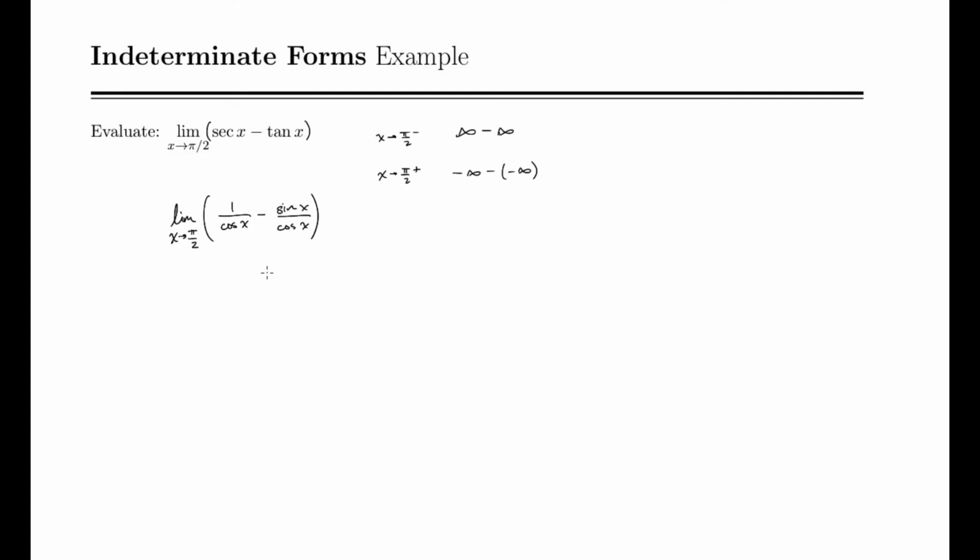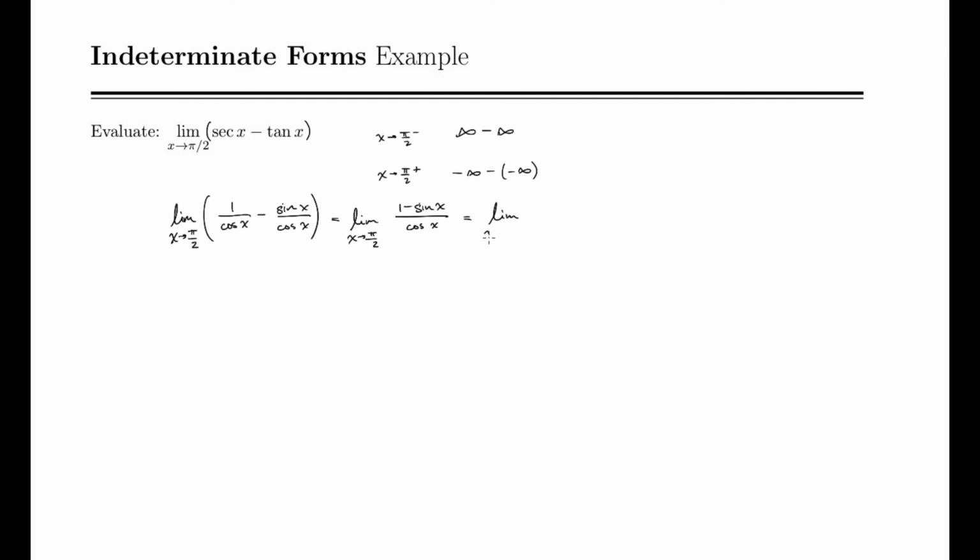And that shows me, oh, those can actually combine. They have the same denominator already. And so we have 1 minus sine of x all over cosine of x. And now this is again of the form 0 over 0. And so now we can use L'Hopital's rule.